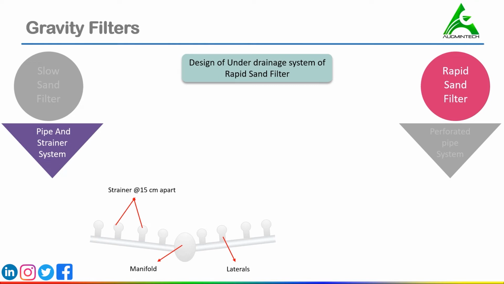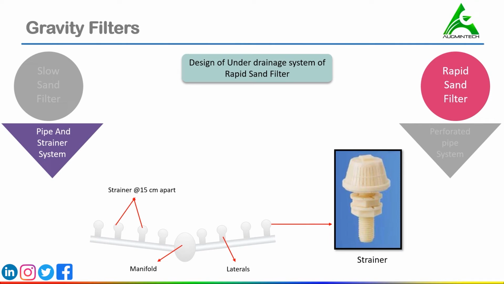There are various forms of strainers devised by different manufacturers of filter units. Some are umbrella shaped strainers. As you can see in this picture, these strainers have a special air orifice and are employed where an auxiliary air wash is used. The lateral drains as well as the strainers are generally placed at a spacing of 15 to 30 cm. All the strainers are usually placed at the same elevation.